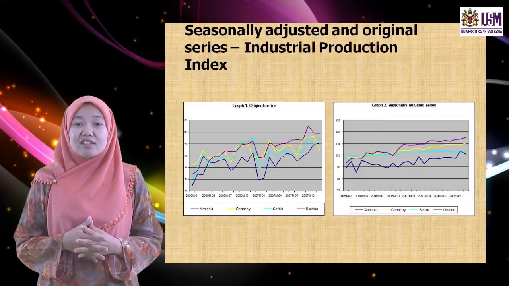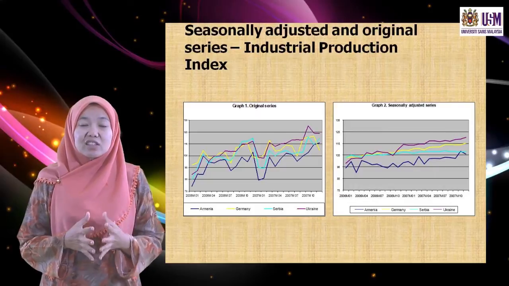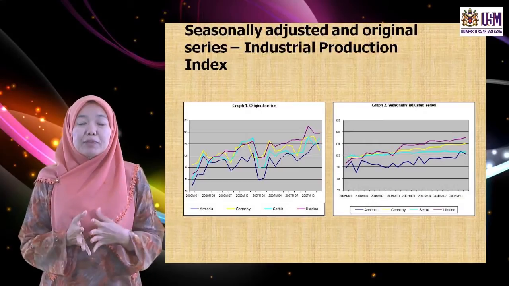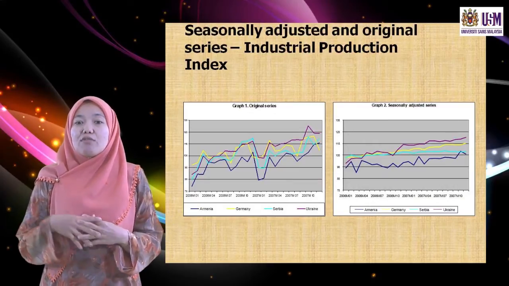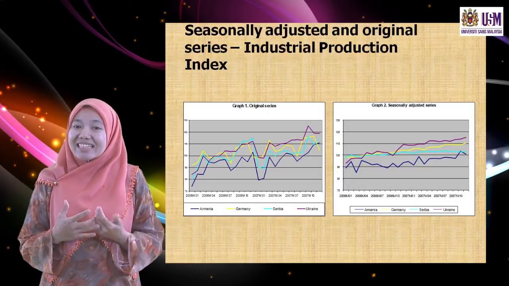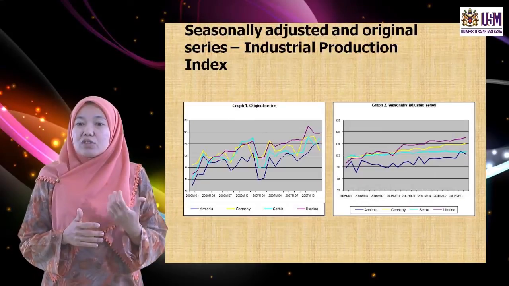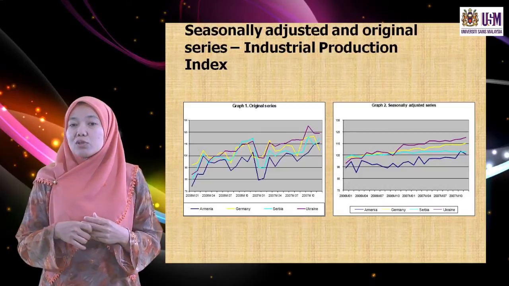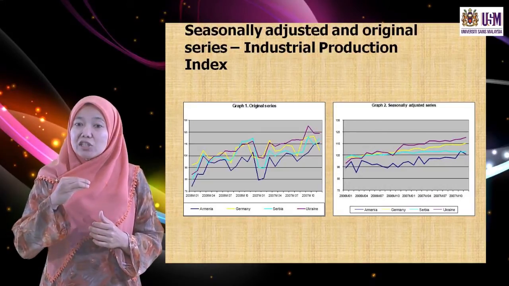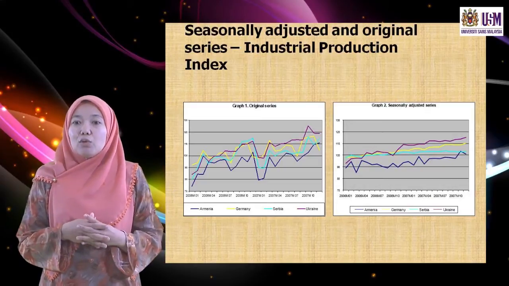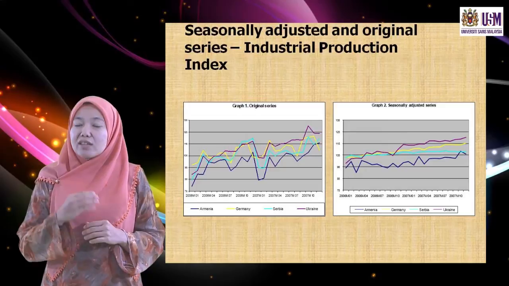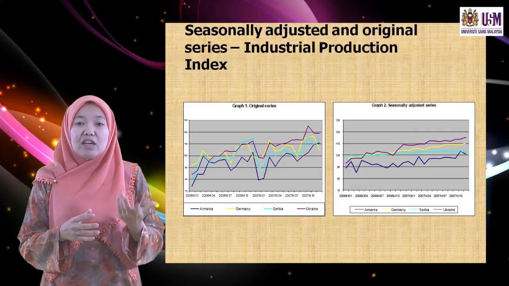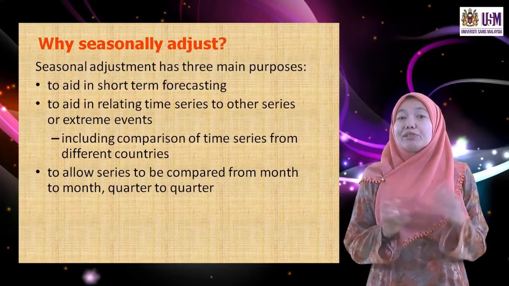On the right hand side of the screen, this is after you seasonally adjusted your time series. So in this case, you see a smoother line, and it gives a clearer picture of the industrial production index for these four countries over the years, in terms of the monthly series. So you see that Armenia, one of the countries in Eastern Europe, consistently stays at the bottom among these four countries. While you see that Ukraine is overtaking the more developed country like Germany, as well as Serbia, after the post-war.